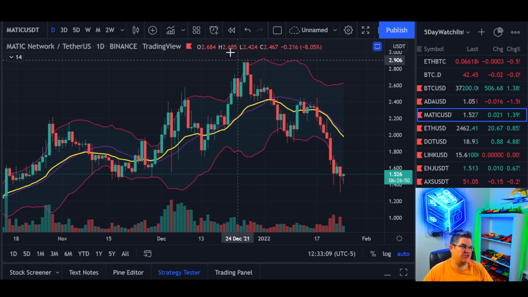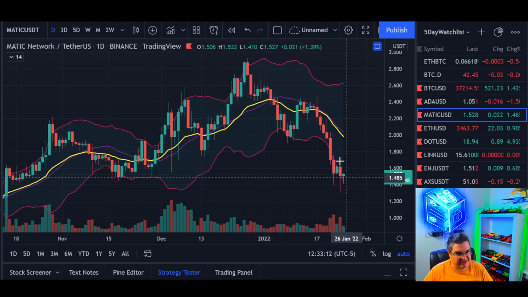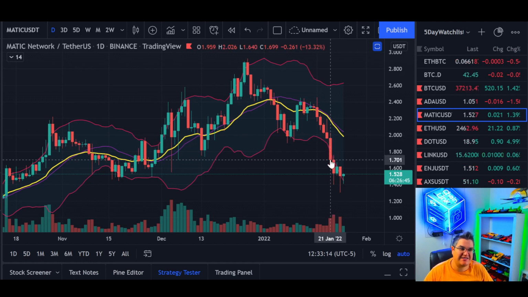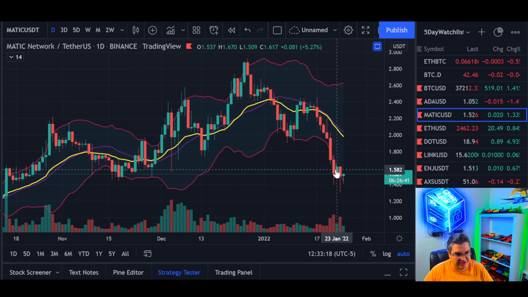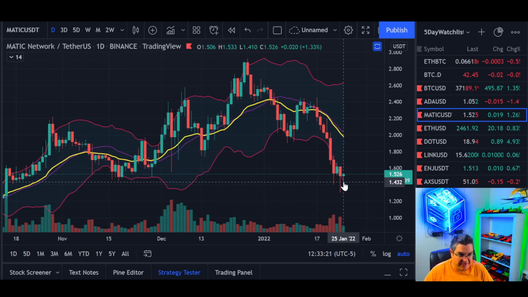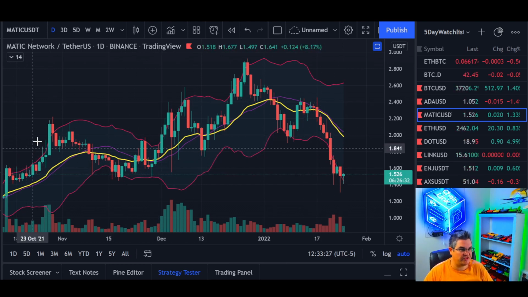MATIC versus Tether on the daily chart with our Bollinger Bands. What do we got? Well, we've been sliding down the slide here. We're well outside of the bands the past several days, right? 1, 2, 3, 4. Even today, we started outside of it, and now we're back up in it.